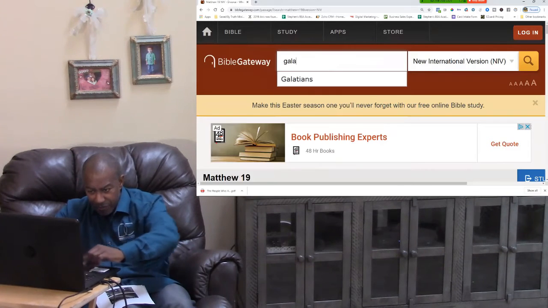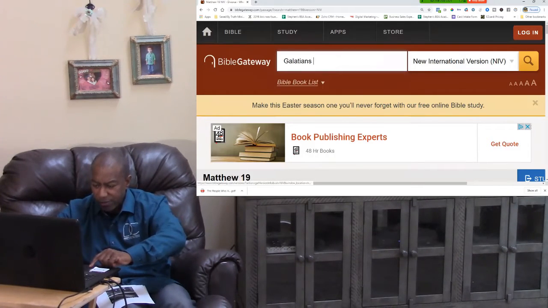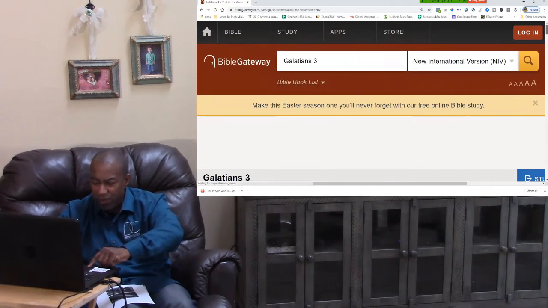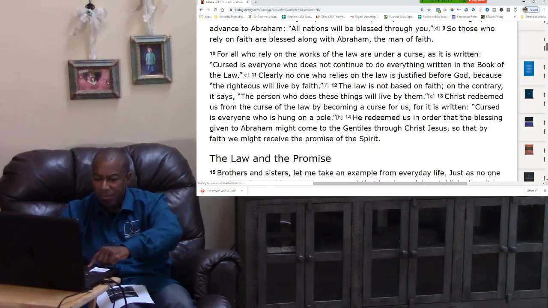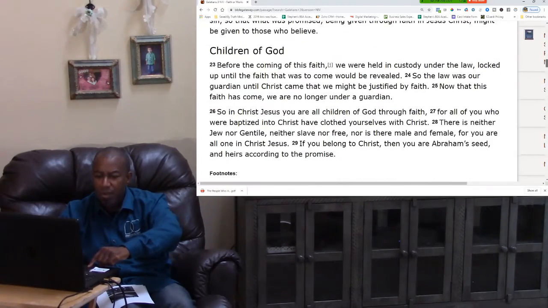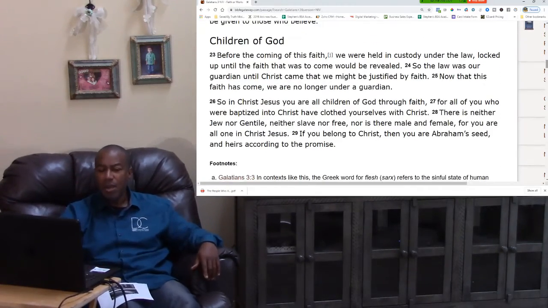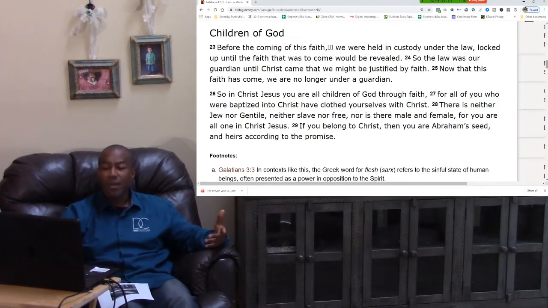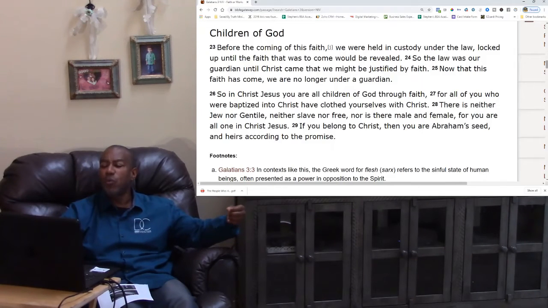Galatians 3, starting in verse 23. It's talking about who the children of God are. It says, before the covenant of faith, we were held in custody under the law, locked up until the faith that was to come would be revealed, which is Jesus. So the law was our guardian until Christ came, and we must be justified by faith.